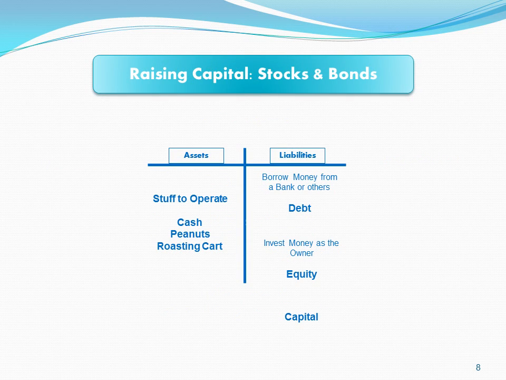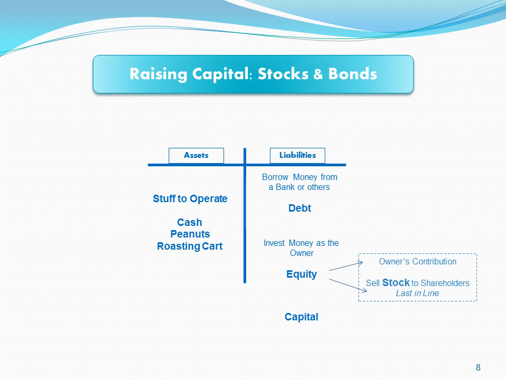All right, just as a recap then, the funds that you put into the firm as an owner are called equity. The funds that you borrowed, whether it's from a bank or others, are called debt. So you have debt and equity, and this combines to form your capital. That is the amount of money you have to get started. You use this to buy the stuff to operate. In the case of the roasting cart, it would be cash, peanuts, and the roasting cart.